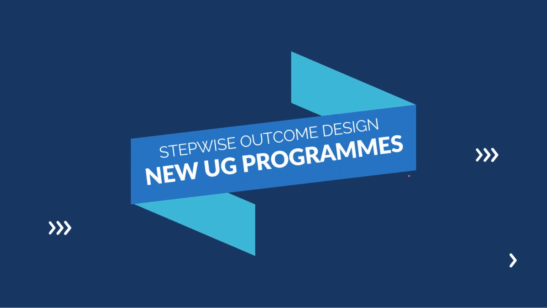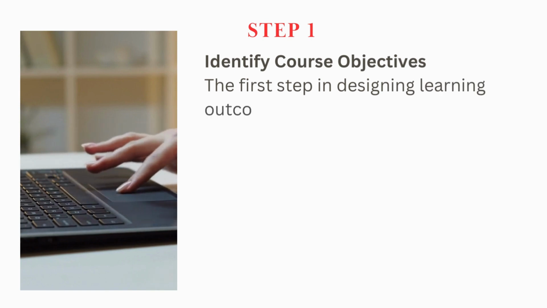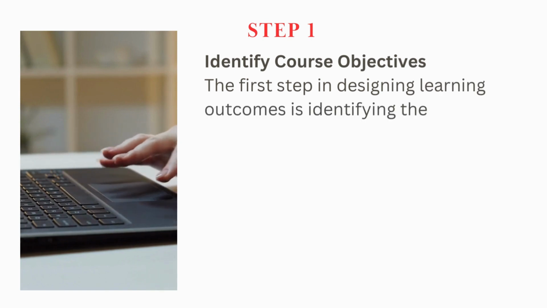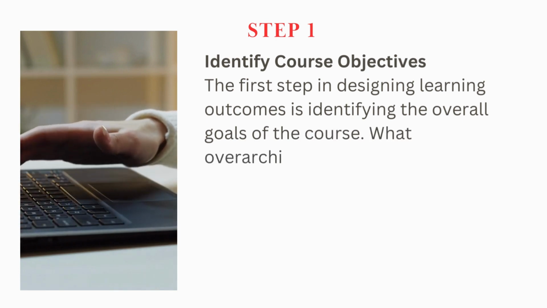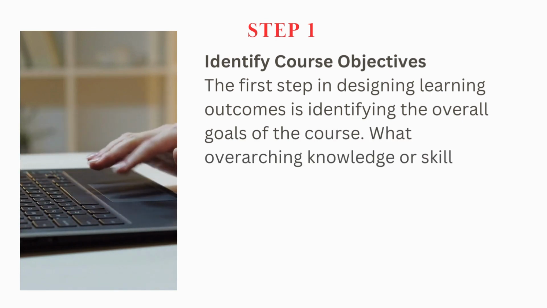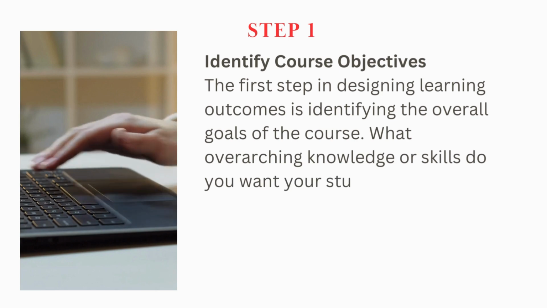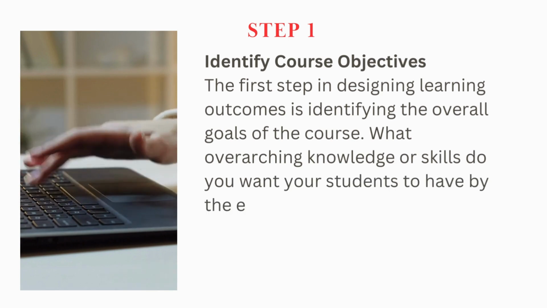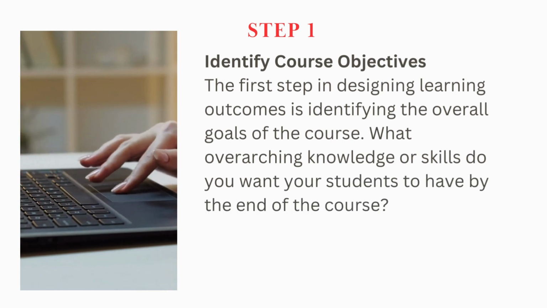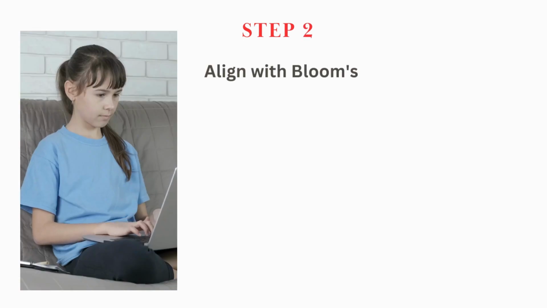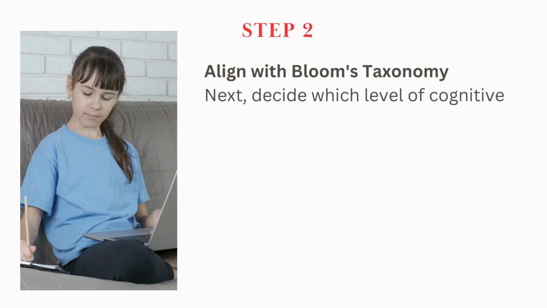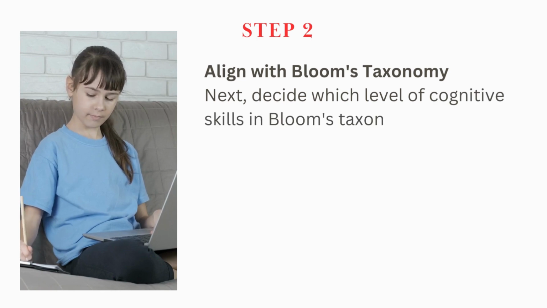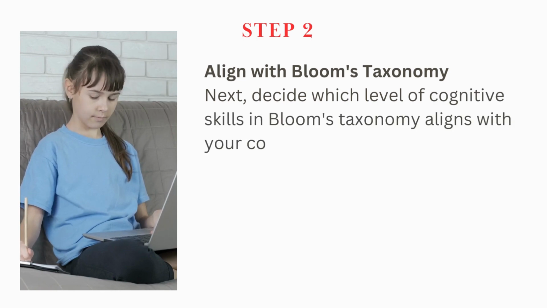These are the steps. The first step in designing learning outcomes is identifying the overall goals of the course. What overarching knowledge or skills do you want your students to have by the end of the course? The second step is to align with Bloom's taxonomy. Decide which level of cognitive skills in Bloom's taxonomy aligns with your course goals.